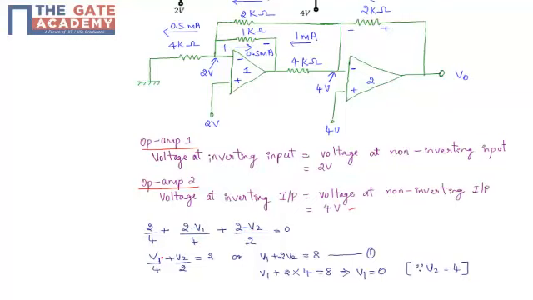So V1/4 plus V2/2 is equal to 2. Or we can write it this way, V1 plus 2V2 equals 8. We'll call this equation 1. Now substitute the value for V2. V2 is 4 volts. We substitute it in equation 1, so the equation will be V1 plus 2 into 4 is equal to 8. So the V1 value is 0. The output of op amp 1, that is V1, is equal to 0.